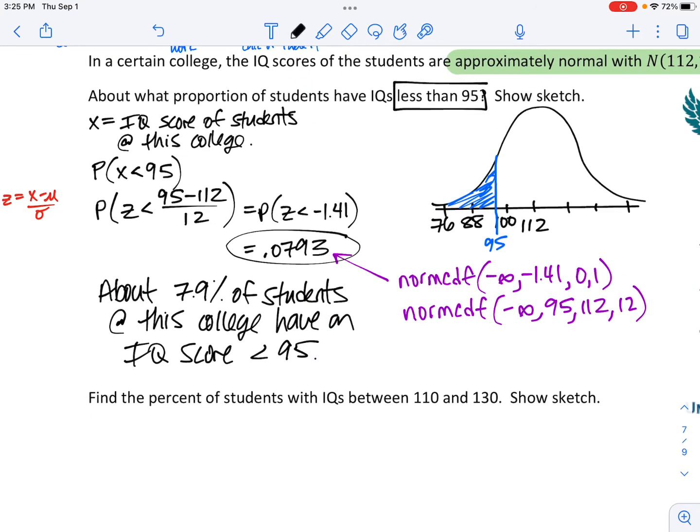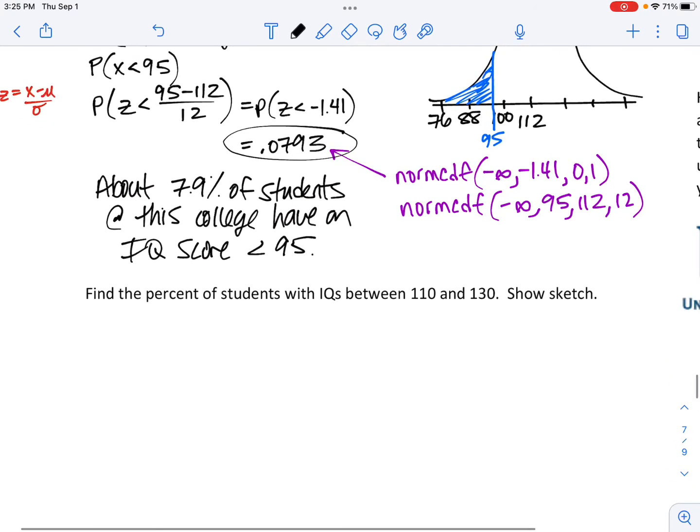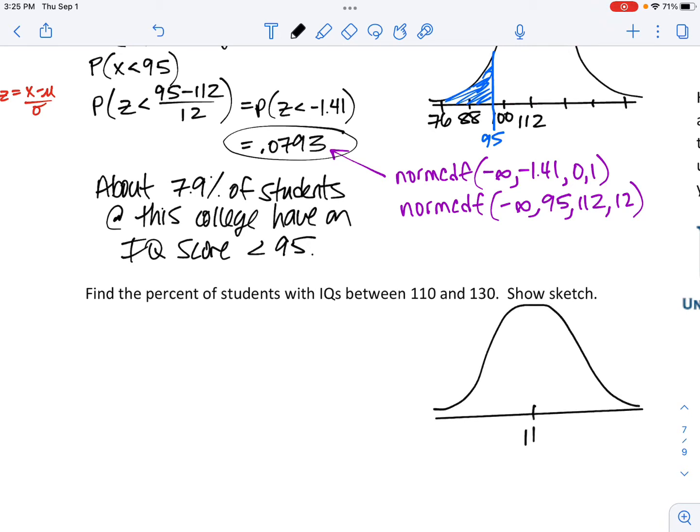Let's try another one. Find the percent of students with IQs between 110 and 130. I'm going to get a new sketch just so it doesn't get confusing, even though it's all the same numbers, essentially. 112. Here's 110. And here is 130. And we've got shading in the middle. I definitely don't want to use table A for this problem, because remember what table A does is we first find this area and we subtract the two, and it was kind of annoying.